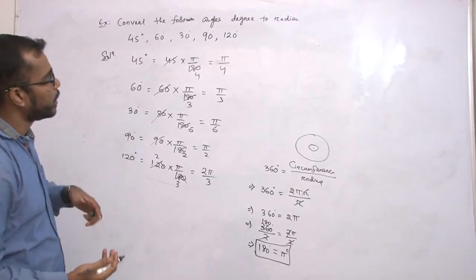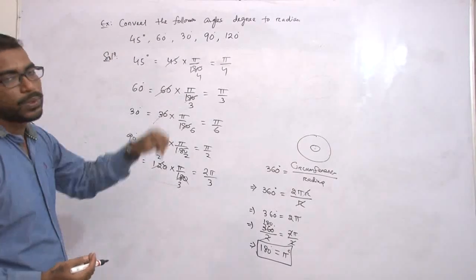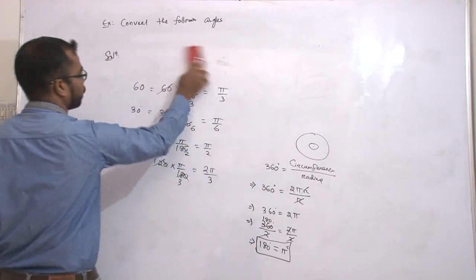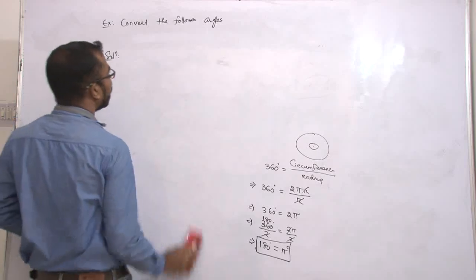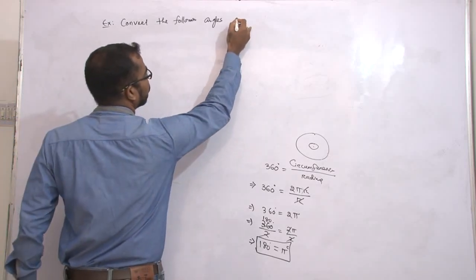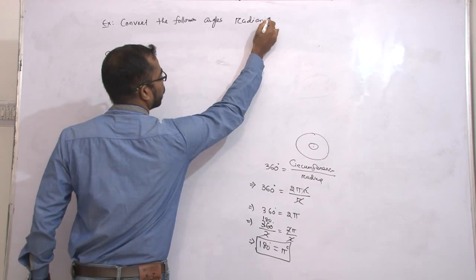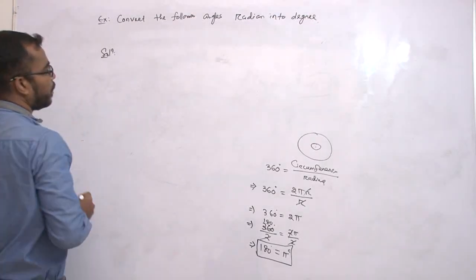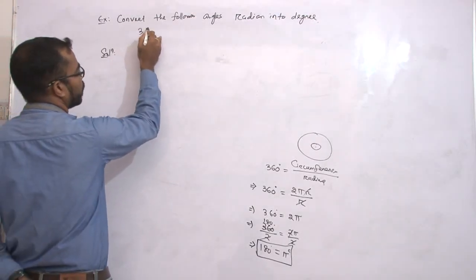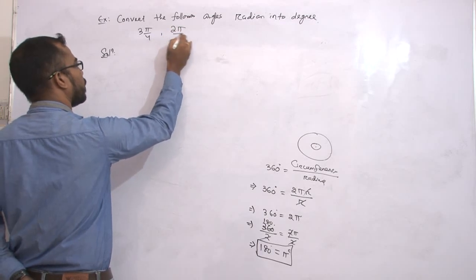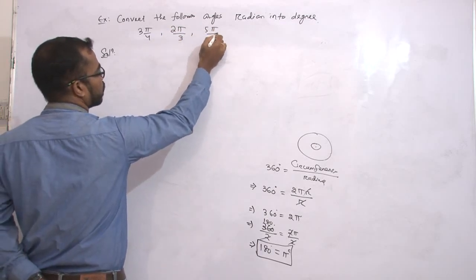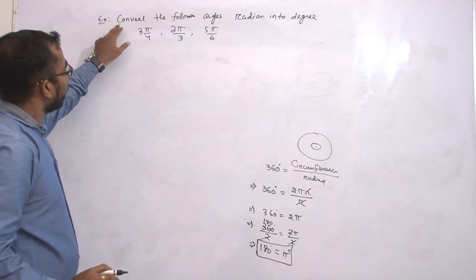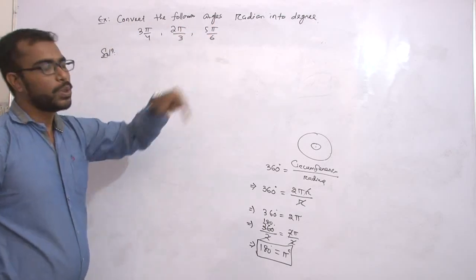And in the next examples we take the reverse, that means radian to degree. So we take some examples. Convert the following angles from radian into degree. Here we take examples, suppose 3 pi by 4, 2 pi by 3, 5 pi by 6, etc. In these examples, convert radian to degree.